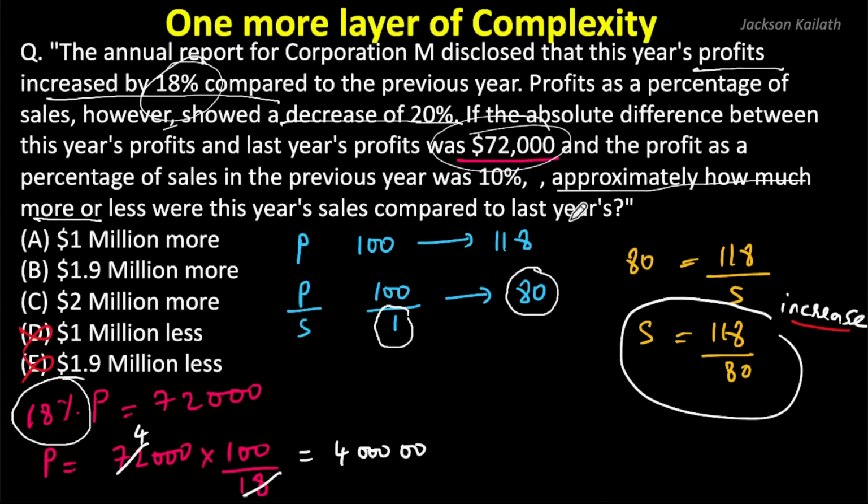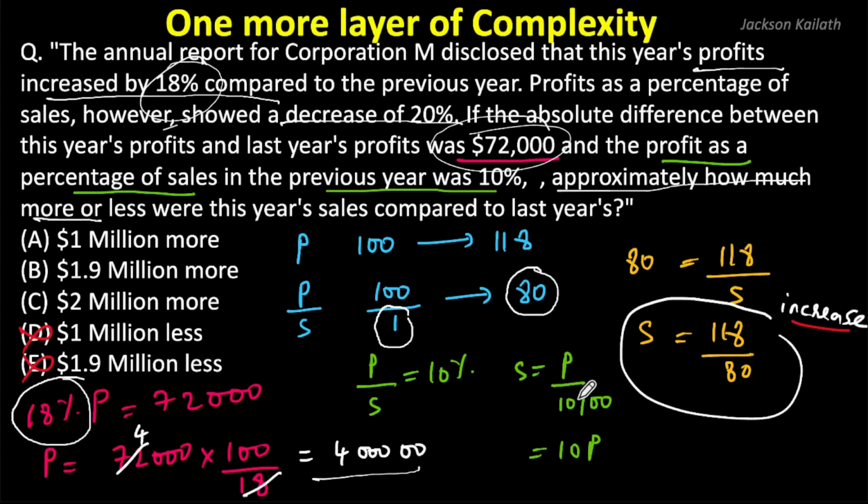Now let's proceed. It's mentioned over here that profit as a percentage of sales in the previous year was 10%. So this P by S in the last year was equal to 10%, and we just now calculated that the profit for last year was 400,000, right? So that means, let me write that over here, P by S is equal to 10%. Now from here I can say that S is equal to P divided by 10%, or P by 10 by 100, right? And this is nothing but 10P, right?